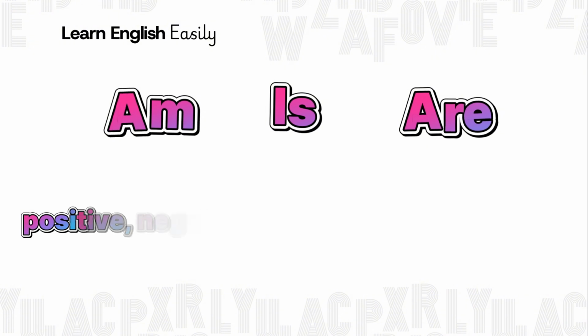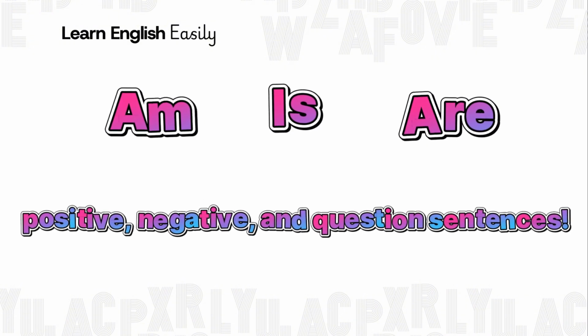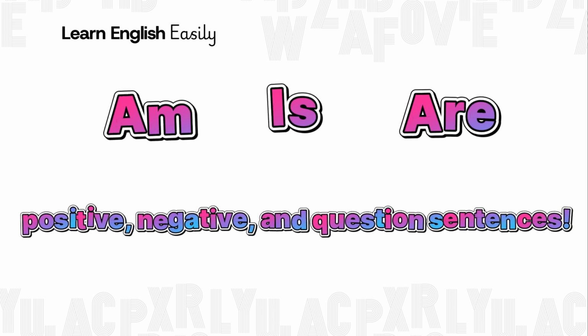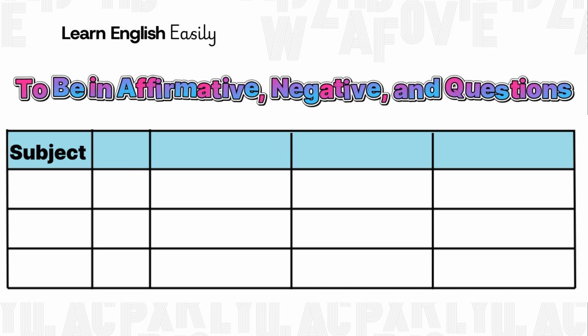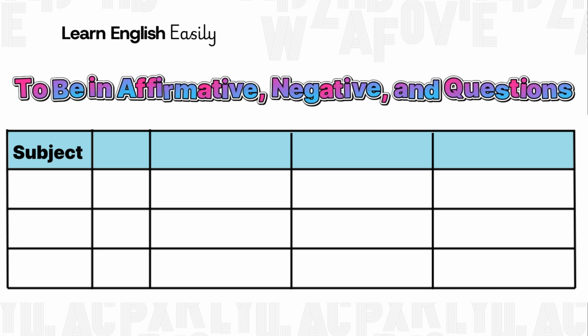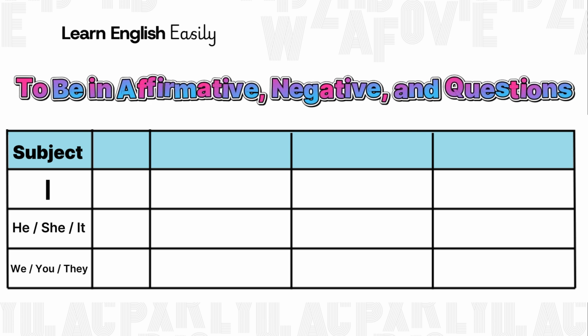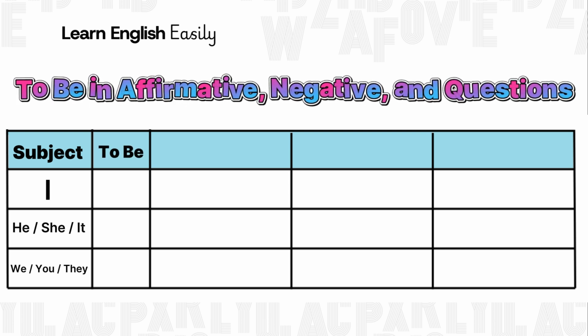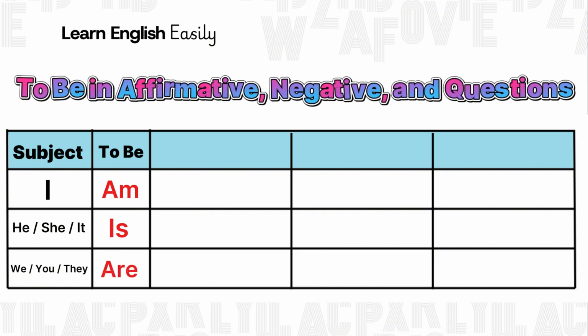Awesome. Now you know how to use am, is, and are in positive, negative, and question sentences. Let's quickly review. Let's put everything together. Here's how we use am, is, and are in all forms. I, he, she, it, we, you, they, is, are, affirmative.